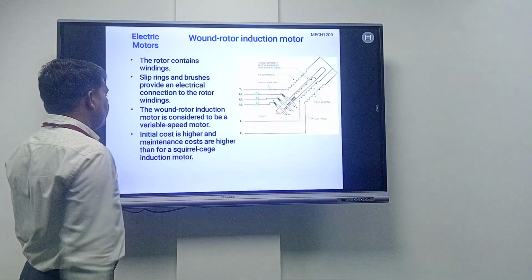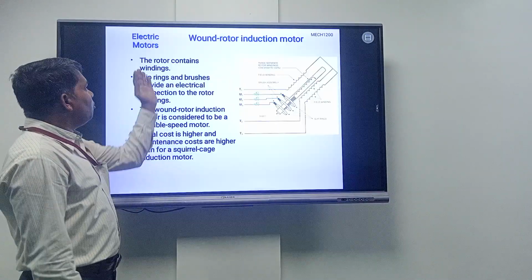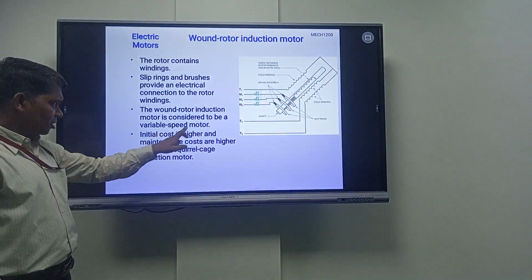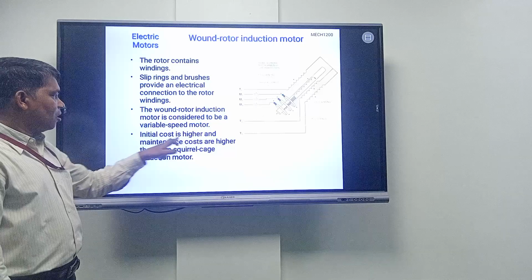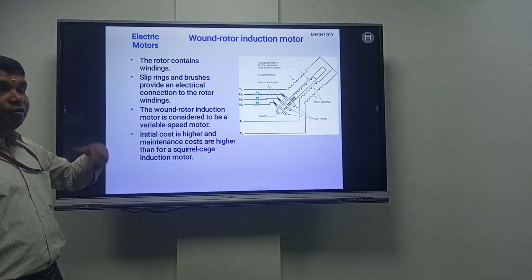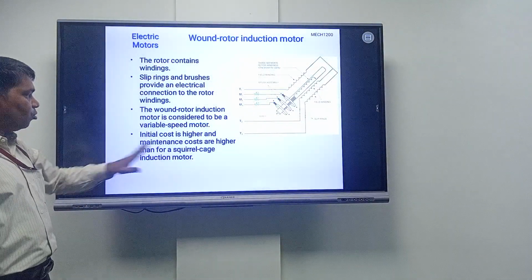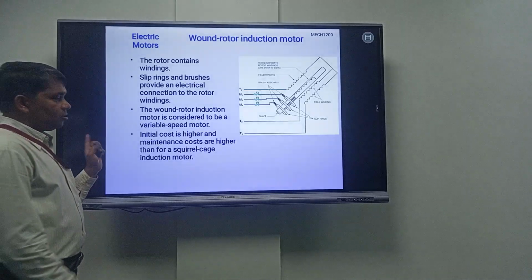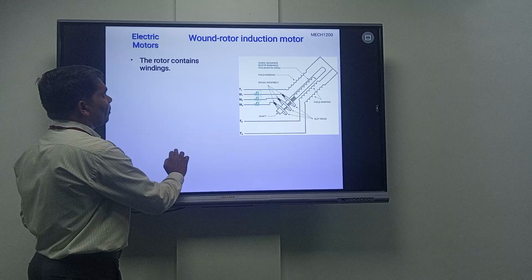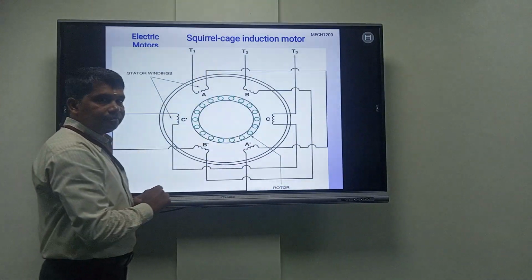Compared to the squirrel cage induction motor, the wound rotor's initial cost is high and the maintenance cost is also high. If you consider the comparison of the wound rotor machine with the squirrel cage, the previous one is the squirrel cage. Which is squirrel cage? This is squirrel cage.